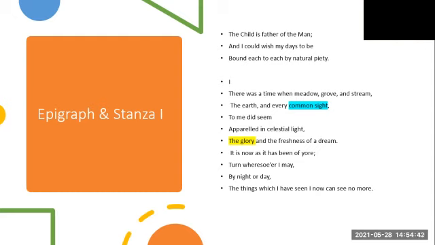The child is father of the man, and I could wish my days to be bound each to each by natural piety. Child is father of the man. This is a paradox. This is a very strong paradox, and we don't understand what he means.